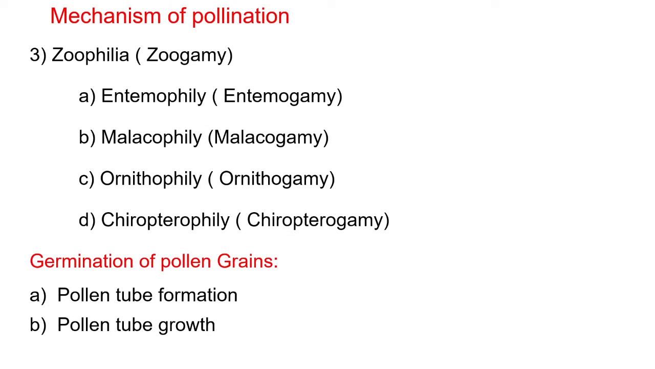The length of the pollen tube depends upon the length of the style. It is very short if the stigma is sessile, while it is very long if the style is long. In maize, a pollen tube of about 50 cm is recorded, and it is called silk.